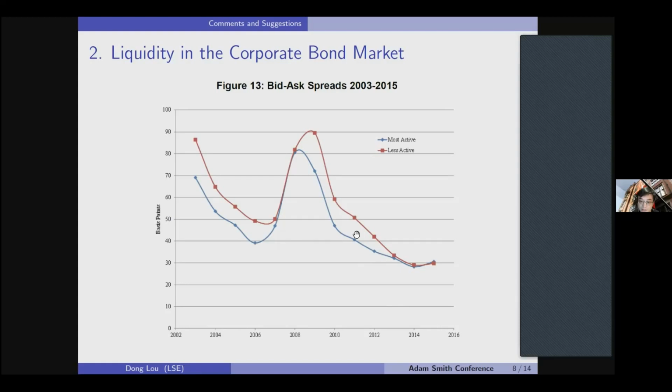I think the author's sample starts in 2011. From 2011 to 2015, the bid-ask spread fell from something like 50, 60 basis points to about 30 basis points. Of course, the author's sample ends in 2017, and I agree that in 2016, 2017, the bid-ask spread probably went down even more, but I don't think it went down to single digits. It's probably around 20, 30 basis points.